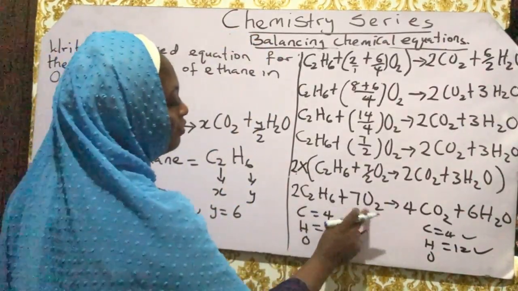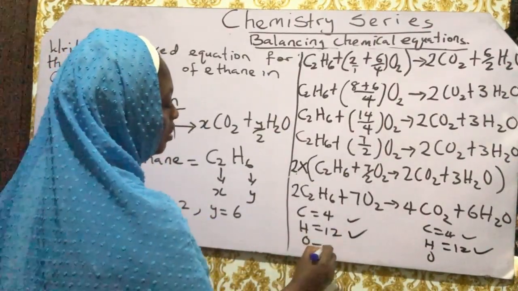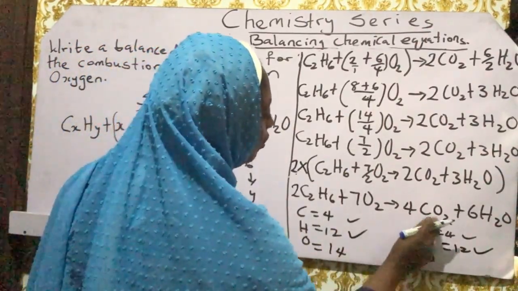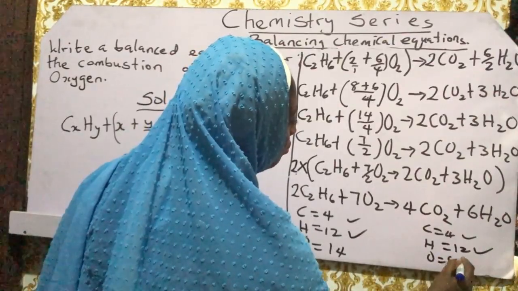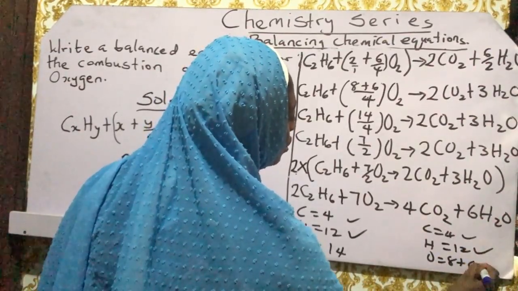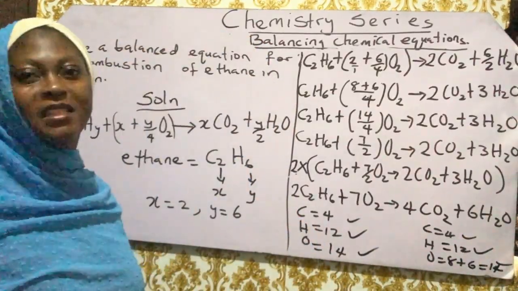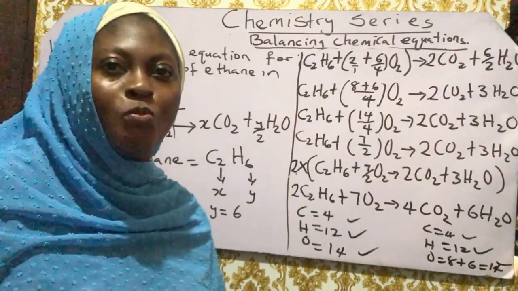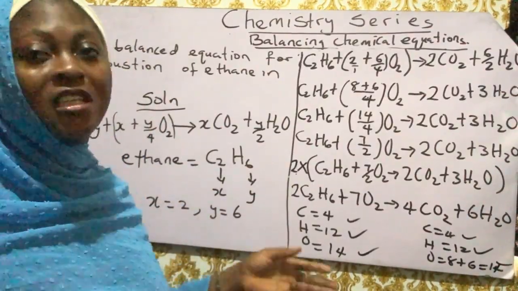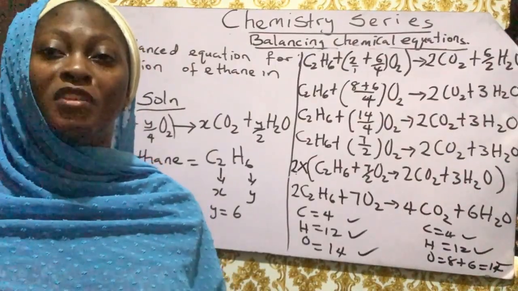Then here we have 7 times 2 for oxygen, which is 14. And here we have 4 times 2, which is 8, plus 6 times 1, 6, which is 14. So which shows that our equation is balanced because the number of atoms we have on the reactant is also equal to the number of atoms we have in the product.